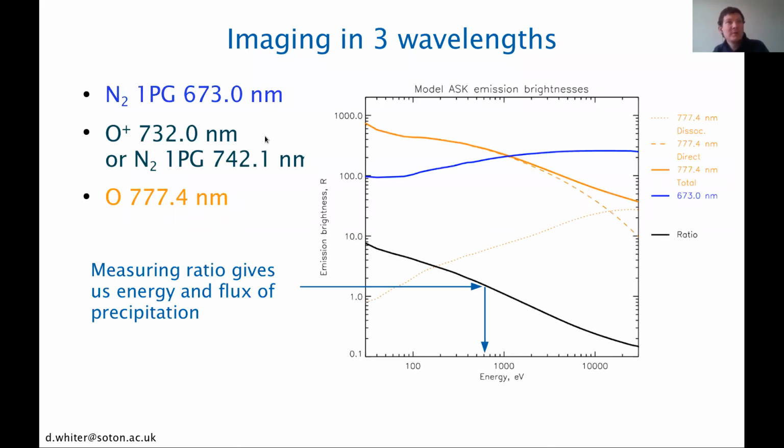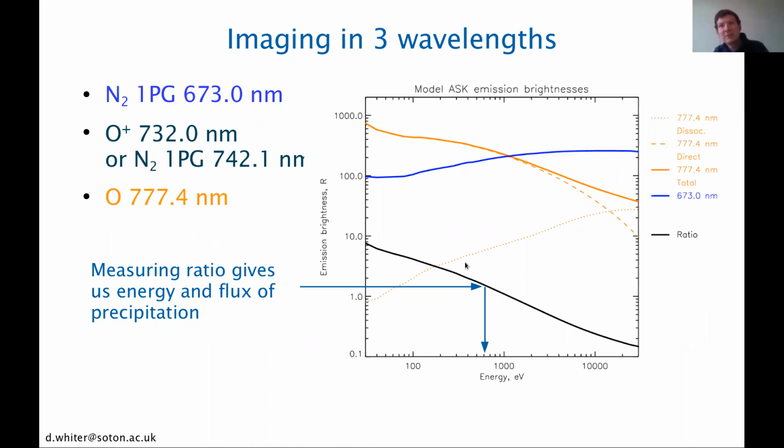What can we do with those? So the ASK1 camera with this N2 filter observes this emission at 673 nanometers. Here I plotted the emission brightness as a function of electron precipitation energy from our model. The orange line is for this other emission observed by the third camera. This 7774 emission is a result of two different processes. One is electrons impacting on atomic oxygen directly and exciting them. The other is electrons impacting on molecular oxygen, which then dissociates into atomic oxygen, and you can get the emission that way as well.